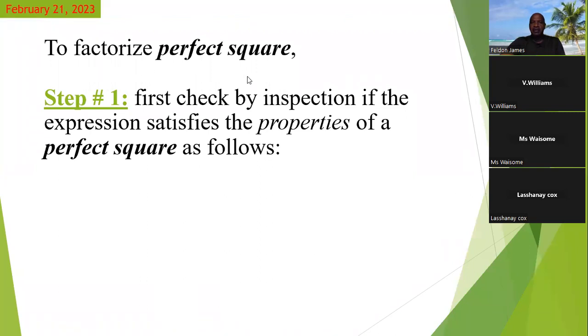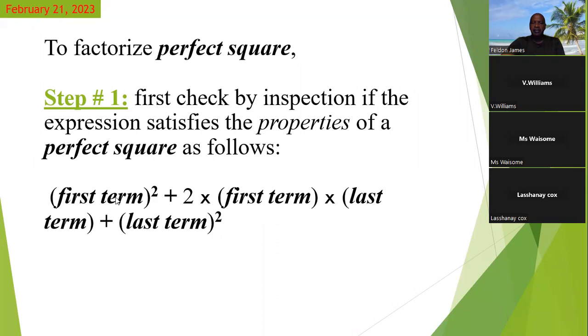So to factorize a perfect square, step 1 says that we first check by inspection, meaning that you have to look for the features that you would have learned about a perfect square within the expression. So you check by inspection to see whether or not the expression satisfies the properties of a perfect square. And in that we mean that we are checking to see if the first term is a square term, if the last term is a square term, and if the middle term is 2 times the first term times the last term.